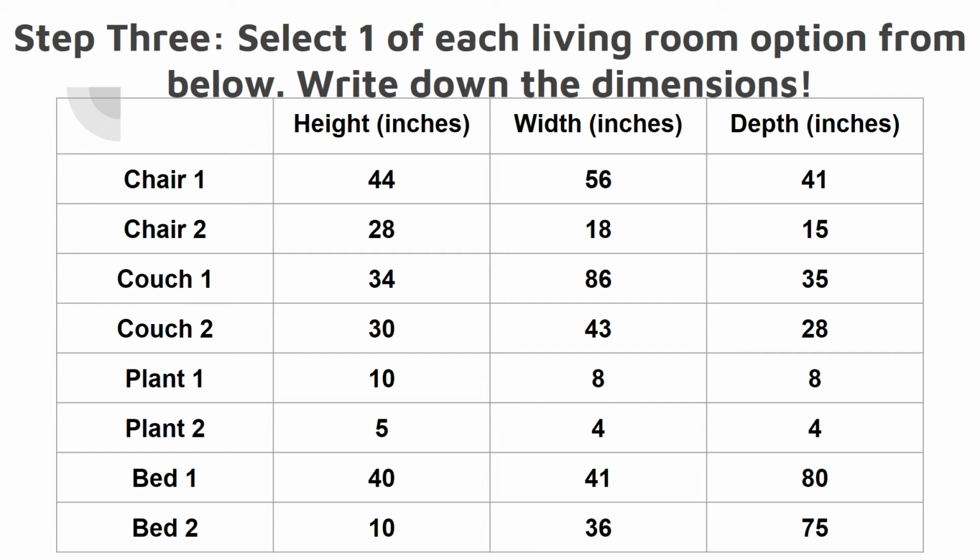So after we decided kind of where our kitchen was going to be, the next thing we did was thought about where our living space will be. You'll notice here we've given you dimensions for living room options for a chair, a couch, a plant. You'll also see the bed dimensions on the bottom. Your bedroom and living area don't have to be in the same space, but they certainly can be if you want it to.